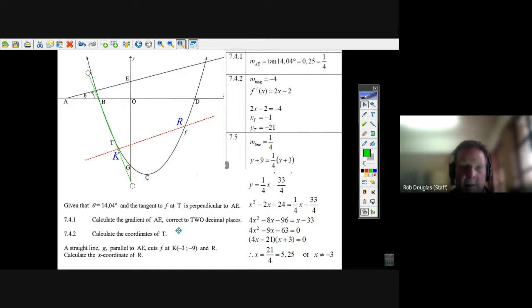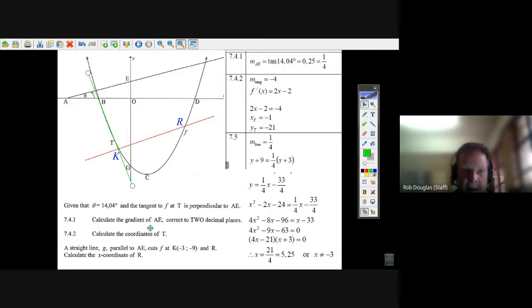Okay, now we're going to use it. First, calculate the gradient of AE. Well, gradient is a change in y over the change in x, but it's exactly the same as tangent, which is opposite over adjacent. So all you do is go the tangent of 14.04 degrees, and you get that tangent is the gradient. So the gradient of this line is a quarter. Okay, well, there you go.